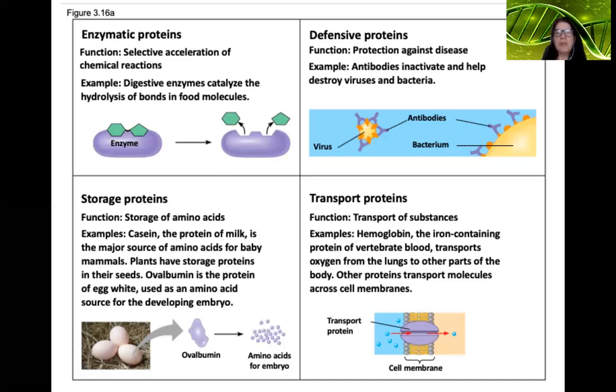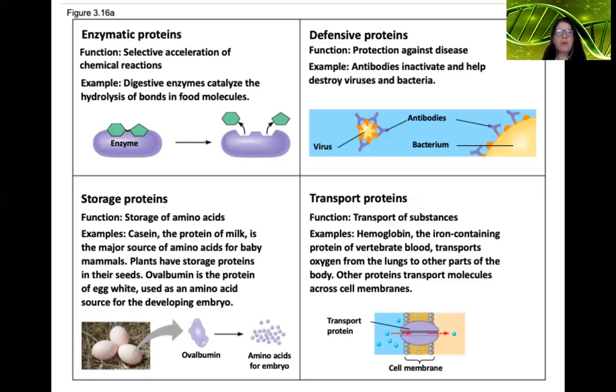Transport proteins is the next group. Proteins can be part of the cell membrane of cells and help transport substances in and out of a cell. Proteins can also transport substances throughout an organism. And an example, the best example really is hemoglobin. Hemoglobin is an iron-containing protein that will transport oxygen to every cell and every tissue in your body.